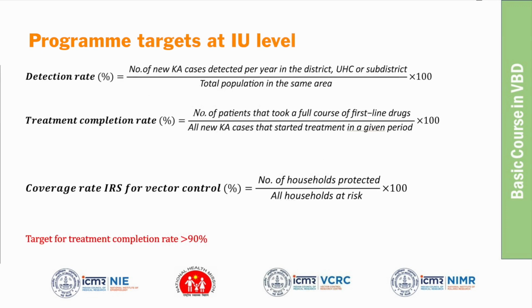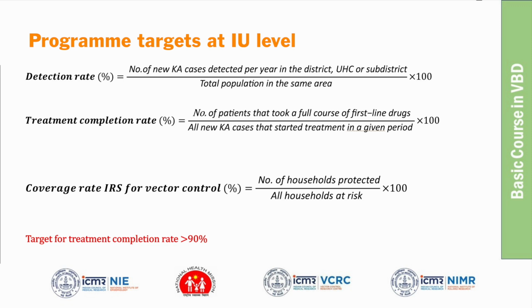Program targets at implementation unit level. So these are the different targets used by the program. The detection rate is defined as the number of new cases detected per year in the district or UHC or sub-district divided by the total population in the same area. And the treatment completion rate is the number of patients that took a full course of first-line drugs divided by all new cases that started treatment in a given period.